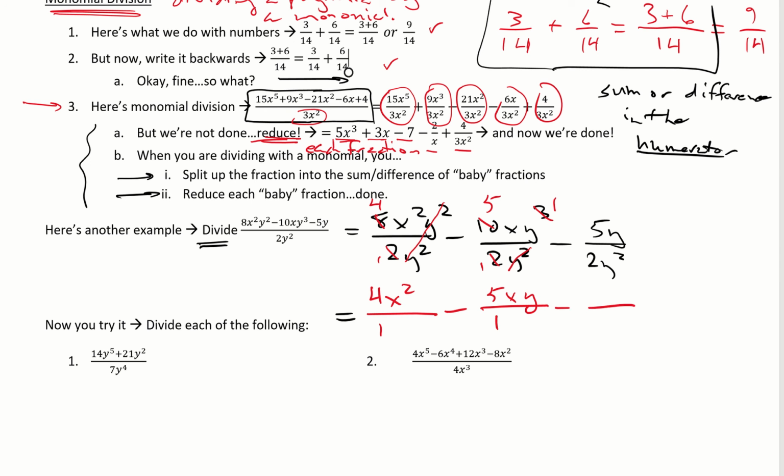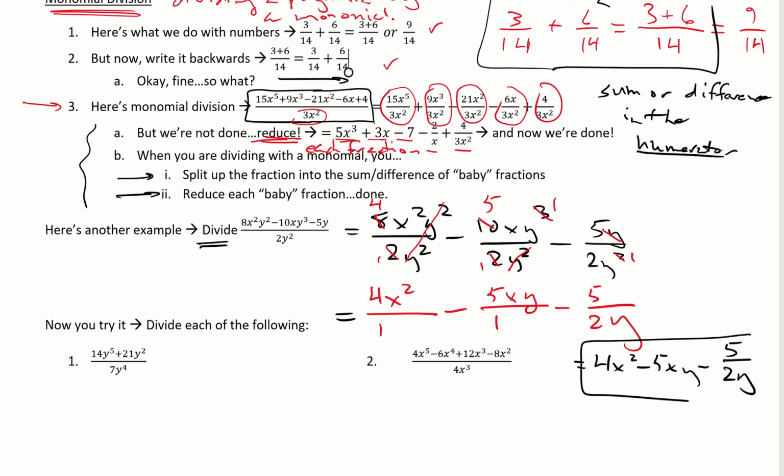Finally, line 5 over 2, nothing reduces there, so just write 5 over 2. And this time the y's are more plentiful downstairs, so you lose this guy, he cancels with one of them downstairs, and you're looking at your answer. Okay? If you want to write it nicer, I would write maybe equals 4x squared minus 5xy minus 5 over 2y, and that's it.